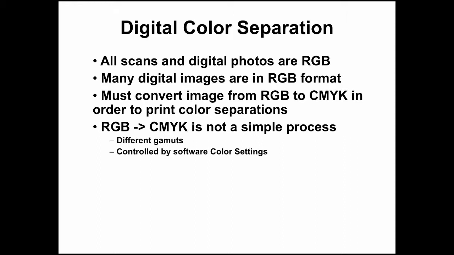There are 2 reasons why it's actually much more complex than it would seem. First of all, RGB and CMYK devices have different gamuts. You may recall in an earlier lecture we talked about the notion of a gamut. I'll explain that again in just a second. Also, this process of conversion from RGB to CMYK is controlled by very complex color settings within the software. And if you don't know what those color settings are, or if you haven't set them properly, your conversion from RGB to CMYK may not turn out very good. So we'll talk a little bit about that as well.